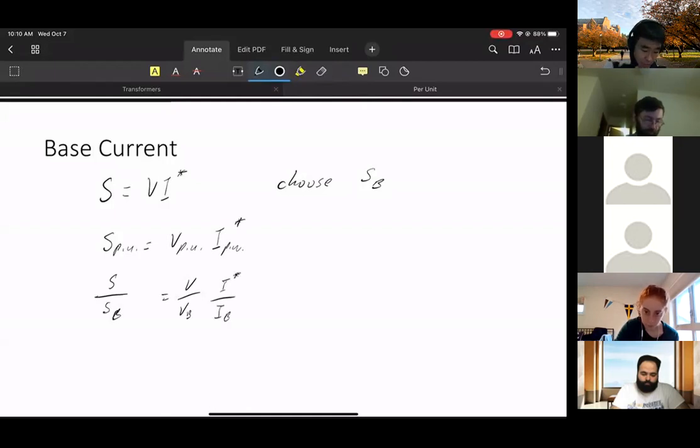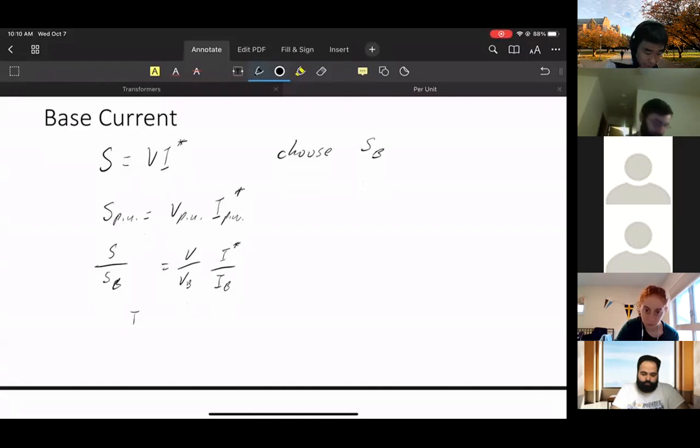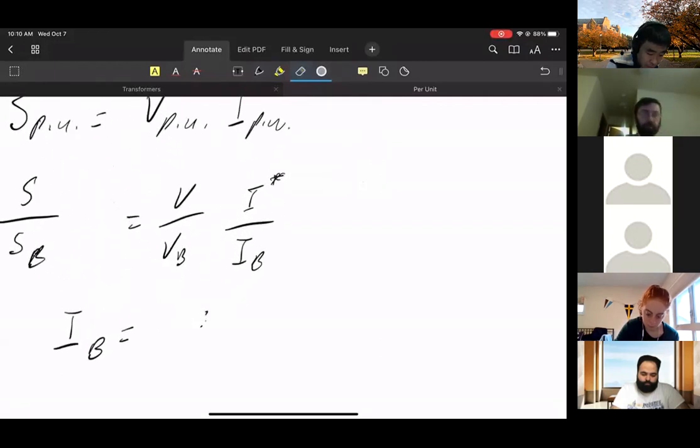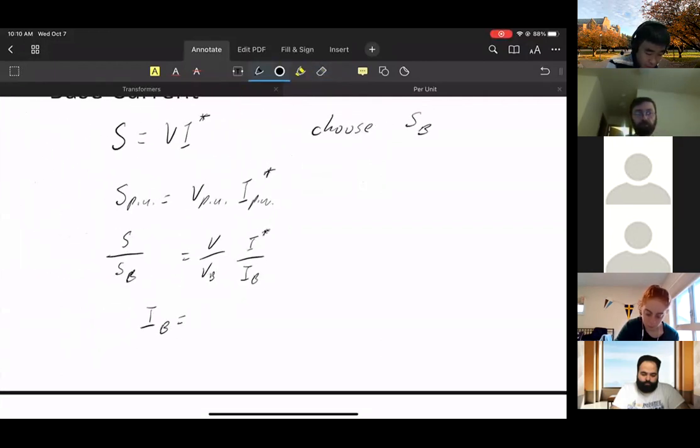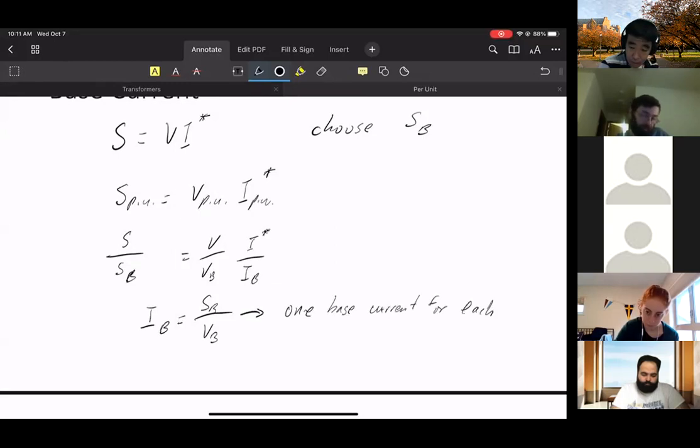You rearrange this, and what we have is the base unit for current as the base unit for power divided by voltage. So this tells us we have one base current for each voltage zone. The power is for the entire system, then the currents and the voltages are one base unit per zone.